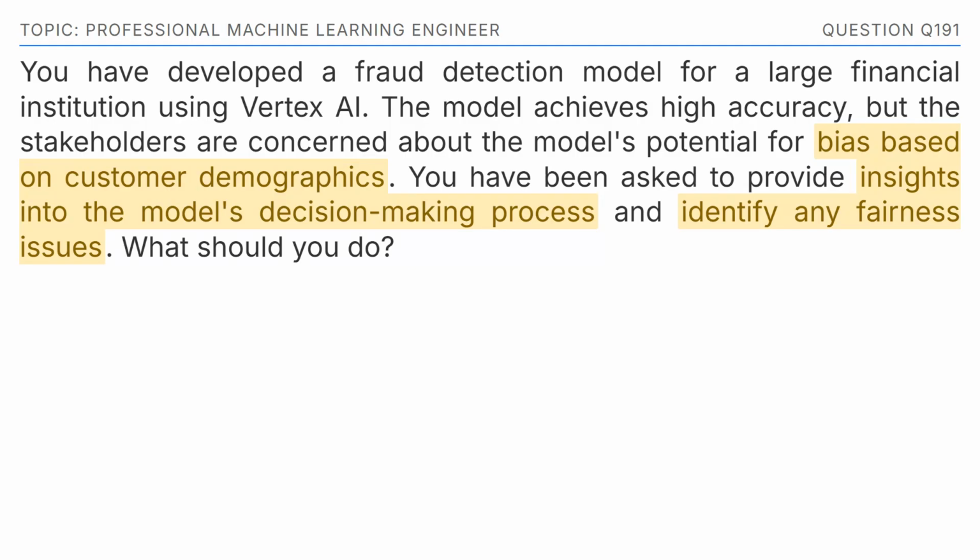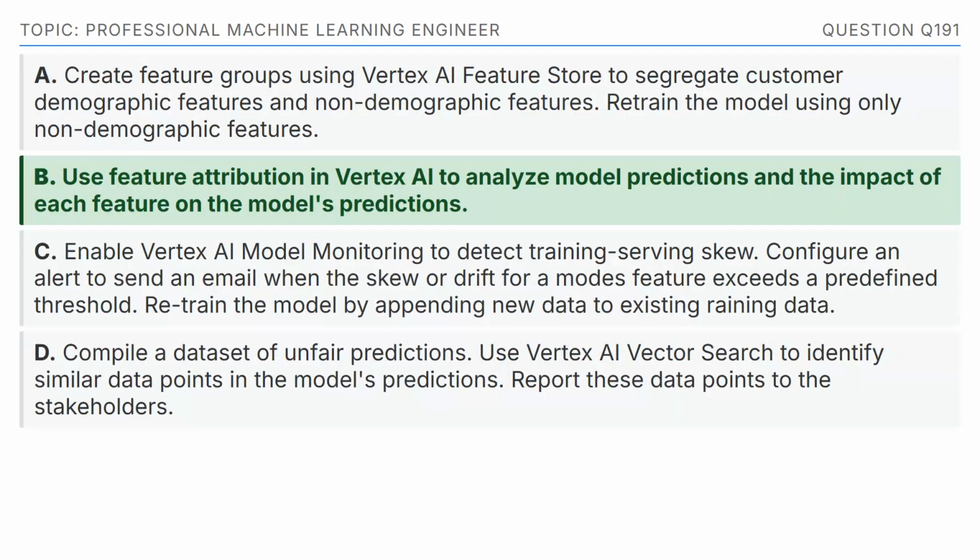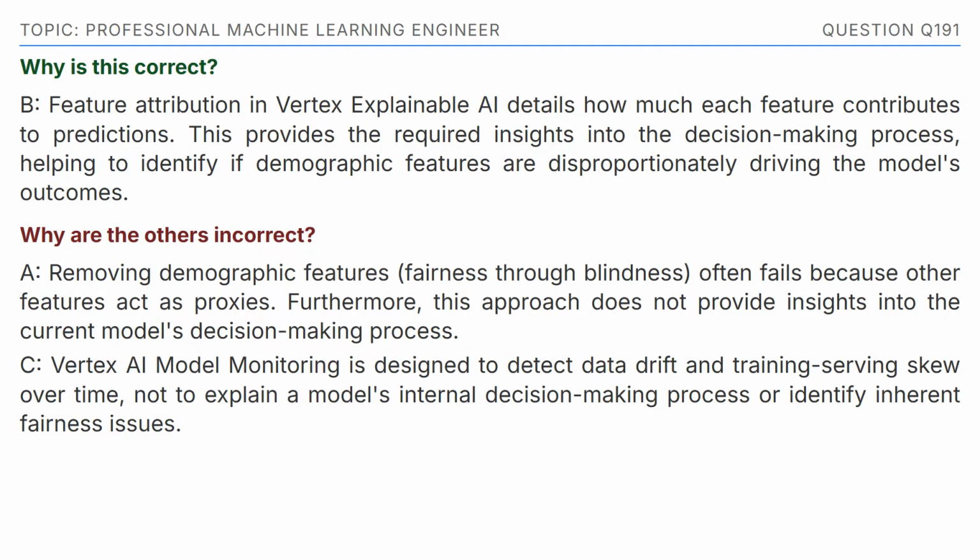To arrive at the correct answer, we focus on the keywords: bias based on customer demographics, insights into the model's decision-making process, identify any fairness issues. The correct answer is option B, use feature attribution in Vertex AI to analyze model predictions and the impact of each feature on the model's predictions. Why is this correct? B.